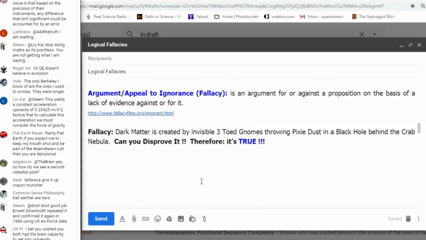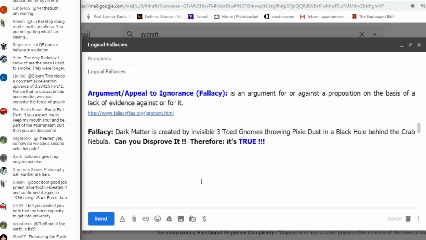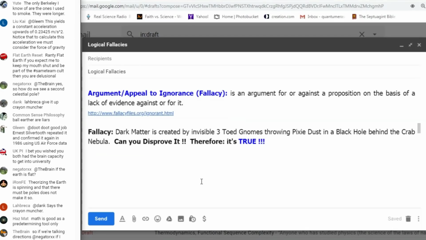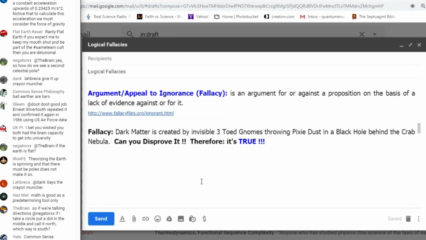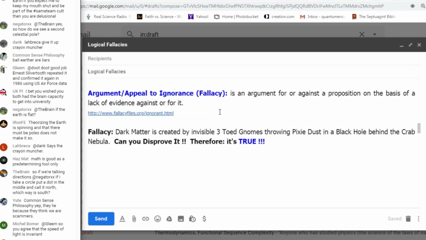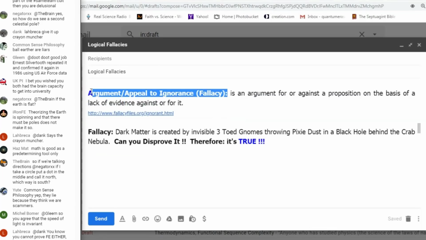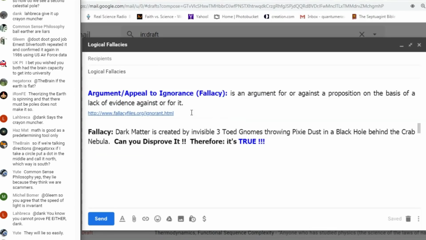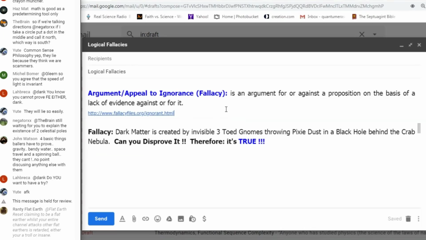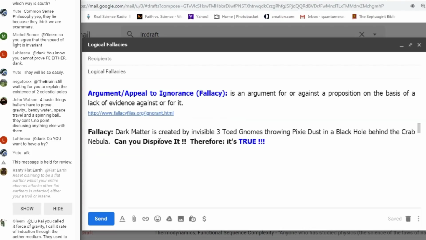I said a couple other fallacies were the most prevalent. I would have to say this is the most prevalent argument on the planet. It's called the argument or appeal to ignorance fallacy. And since the globetards have no evidence for their position, every single argument will be an argument or appeal to ignorance fallacy. This is an argument for or against a proposition on the basis of a lack of evidence against or for it.